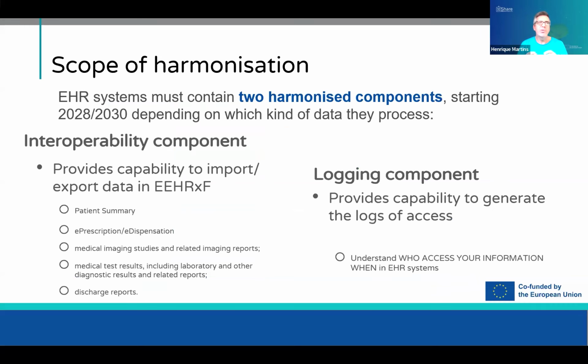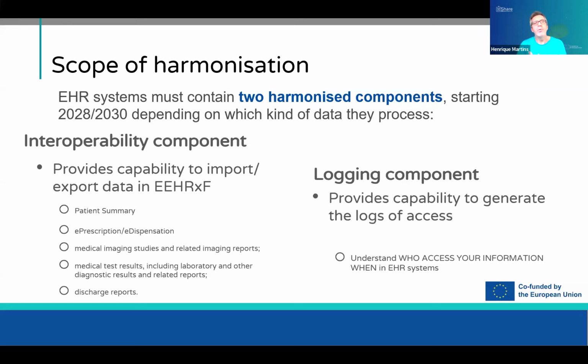When you combine these two, imagine these two parts of the machinery of the car. One provides the capability for data to move between different systems, different software in hospitals, across countries. It's called the interoperability component, and it has different categories of data, which means that maybe in the beginning, we're not capable in Europe of sharing all the data across all the systems. So we have defined priorities.